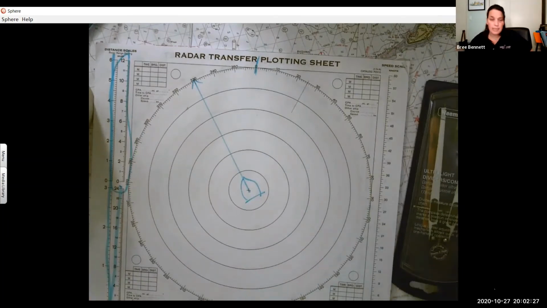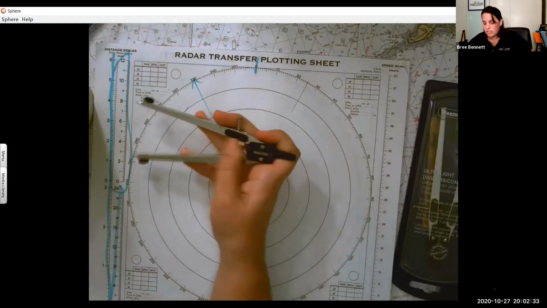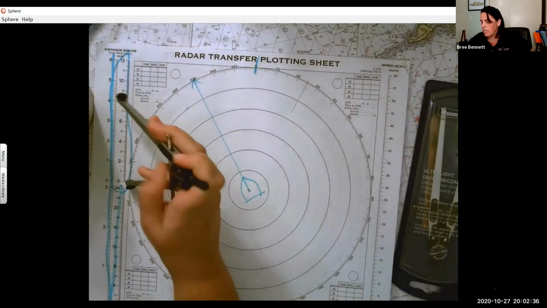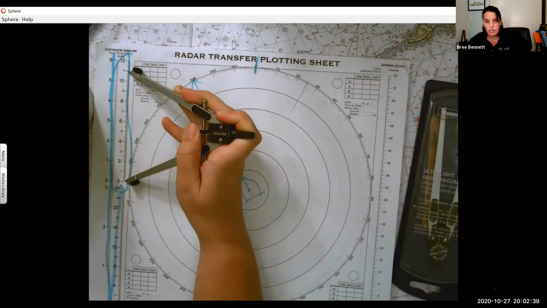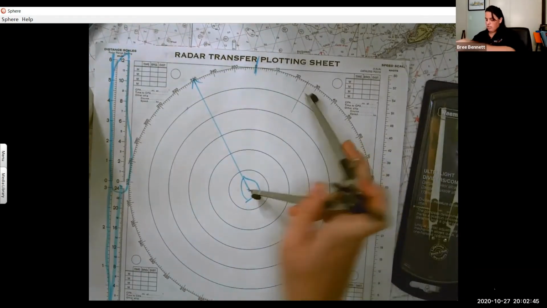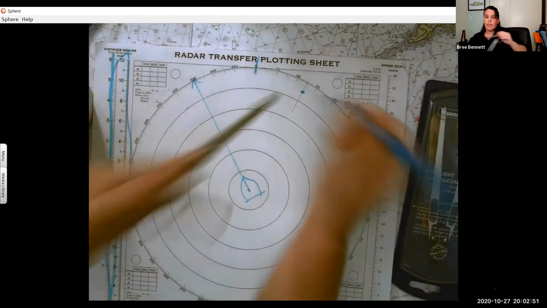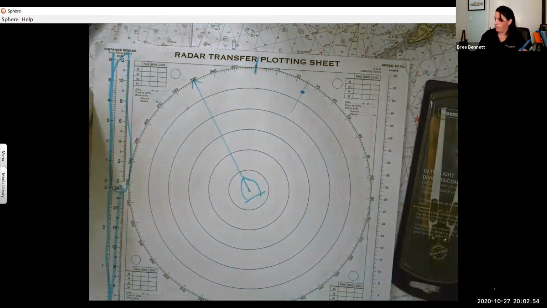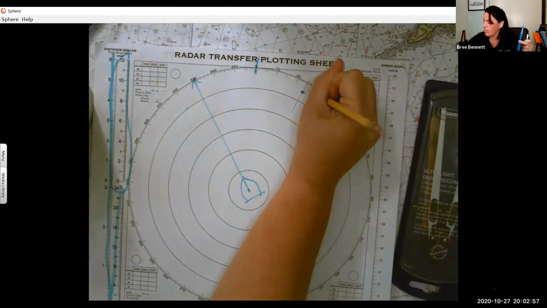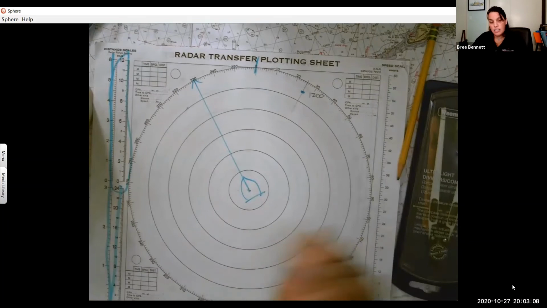Let's make it 11 miles. It's 11 miles away. I'm going to use my dividers to plot 11 miles away. So I measure my 11 miles, and its bearing was 025. So I'm going to mark right here. That's where it was at, I don't know, 12 o'clock. Okay, now I'm going to wait 6 minutes, or 12 minutes, 18 minutes, however long. Typically we use 6, and see where it is later.